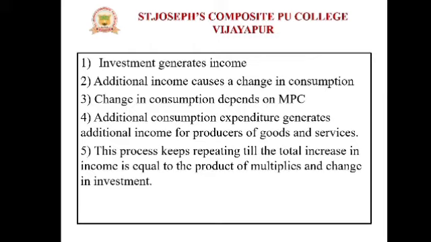And fifth one, this process keeps repeating till the total increase in income is equal to the product of multiplier and change in investment. That means this process, which process? That is additional income generation and additional consumption expenditure. So this multiplier process keeps on repeating till the total increase in income, means total income, is equal to the product of multiplier and change in investment. So these are the principles of the multiplier mechanism.